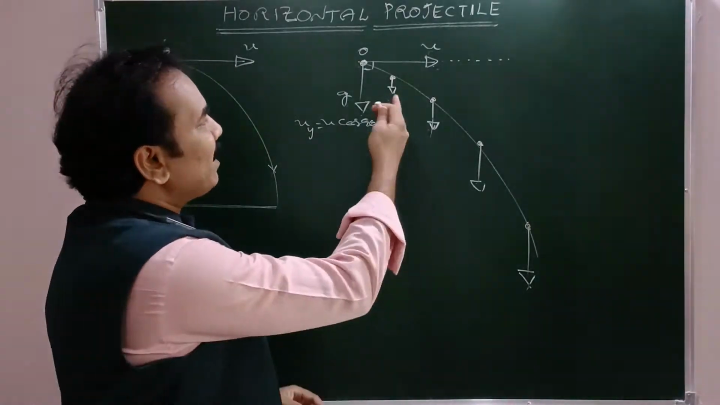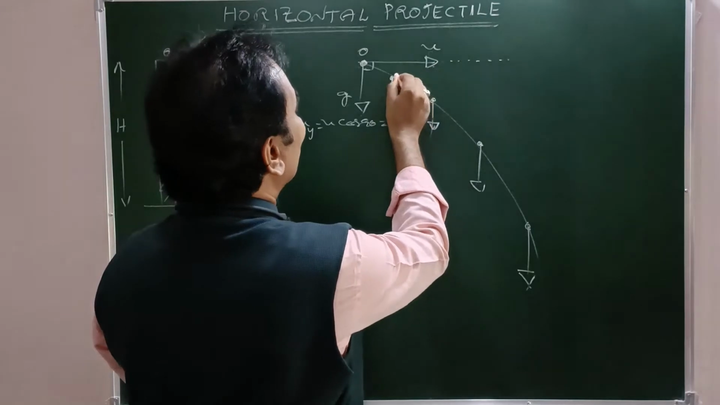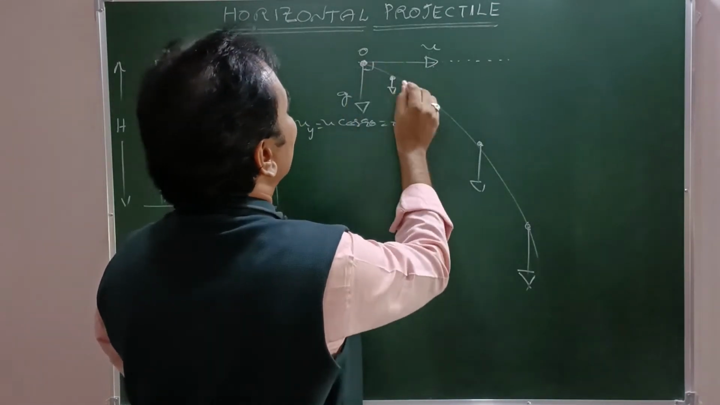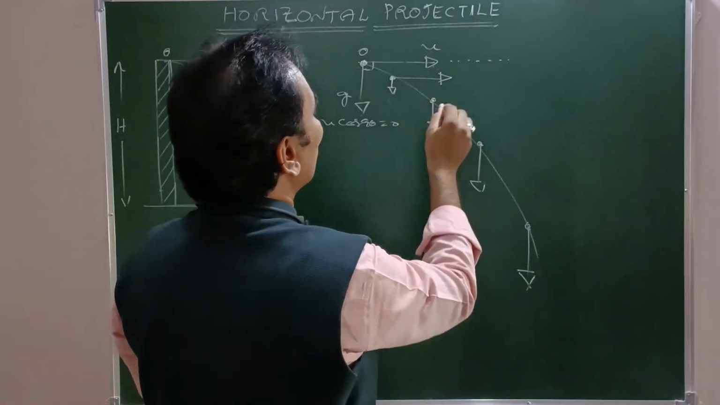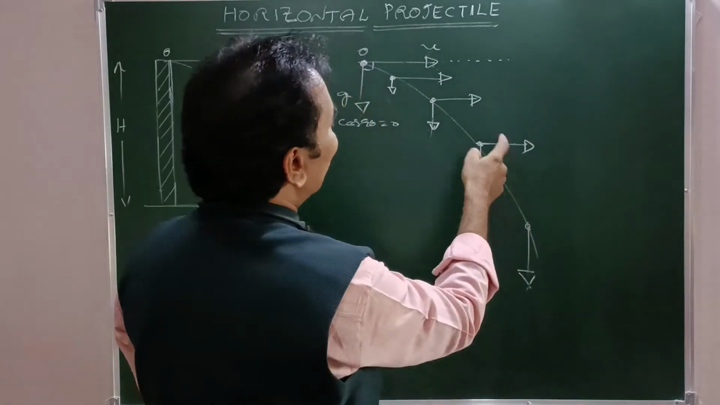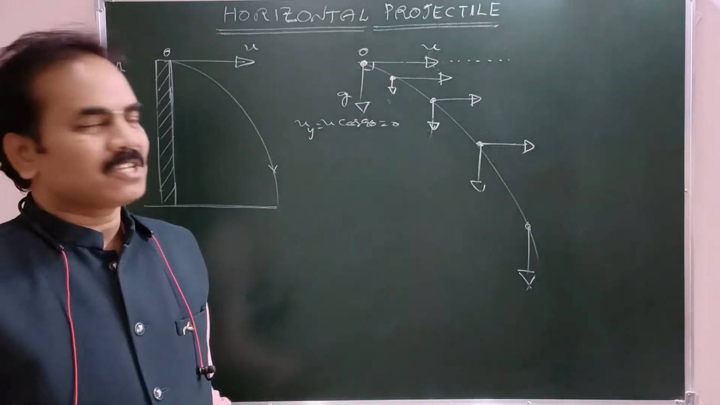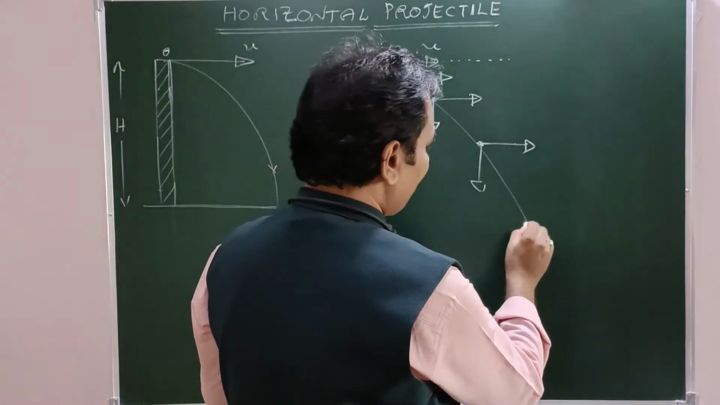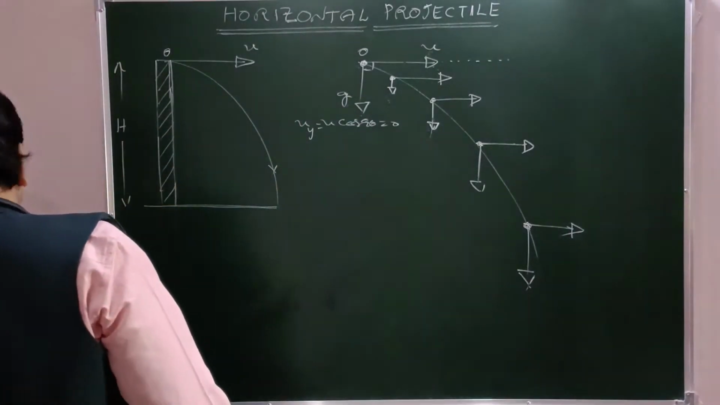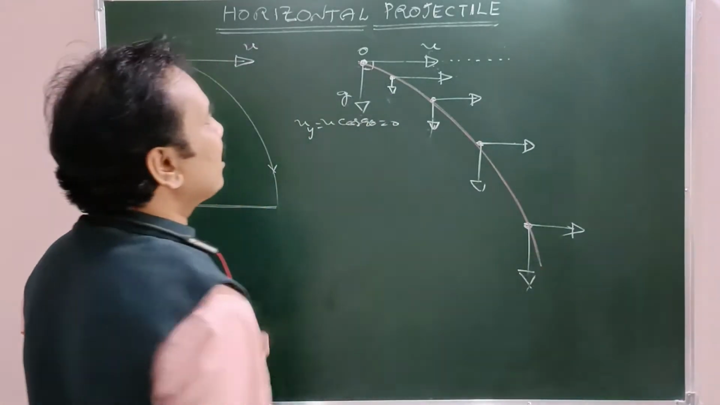So at every point we can have the horizontal component also. What is the horizontal component? It remains the same, which is u at the point of projection. See, this is the horizontal component, this is the horizontal component, this is the horizontal component. So it remains the same at every instant, same as at the point of projection, right? So here also the horizontal component of projection. See, this is the path of the projected body, right?